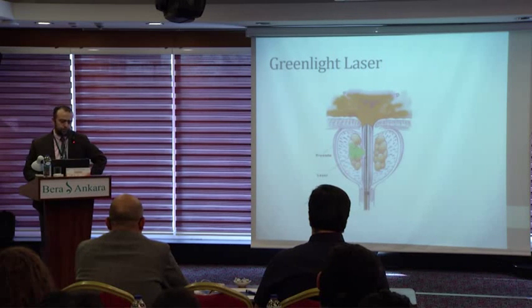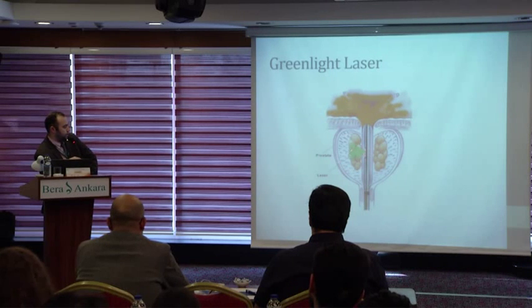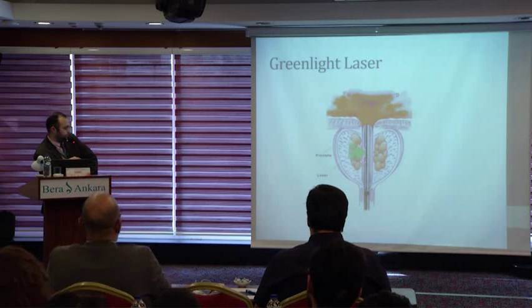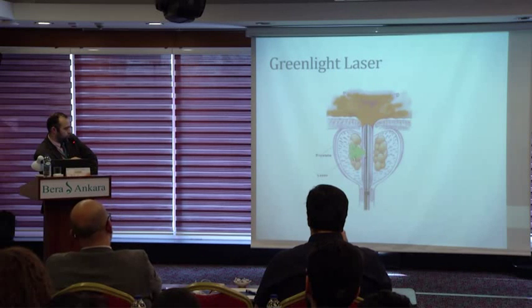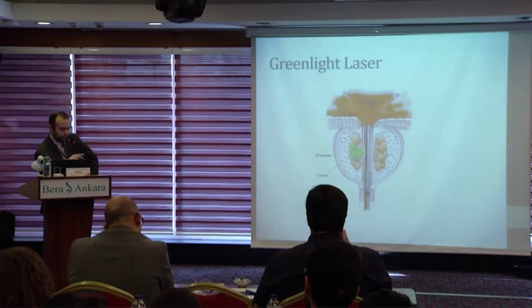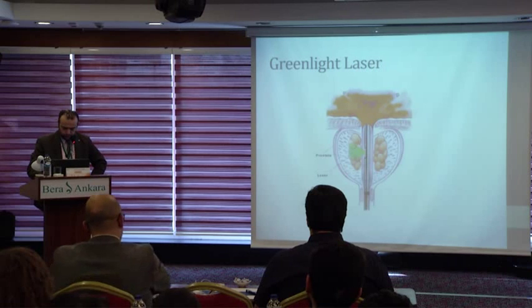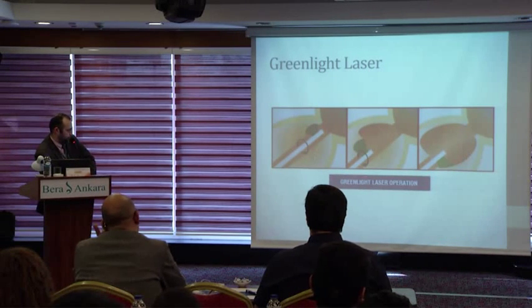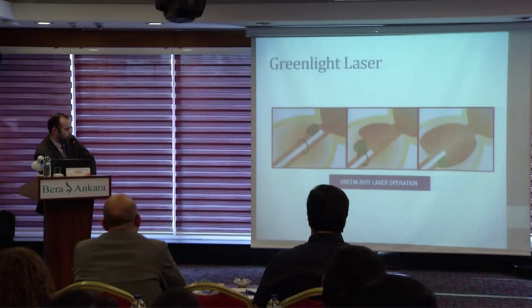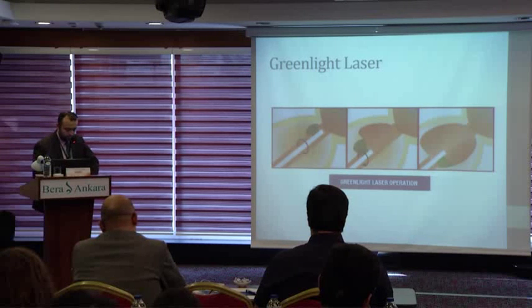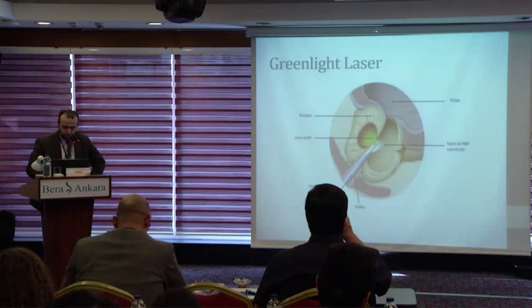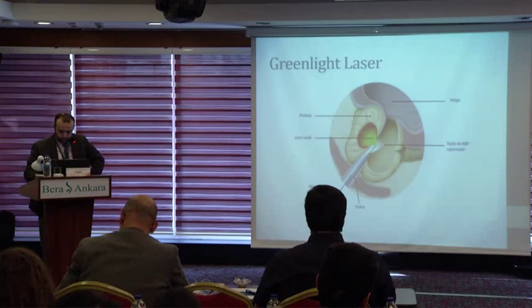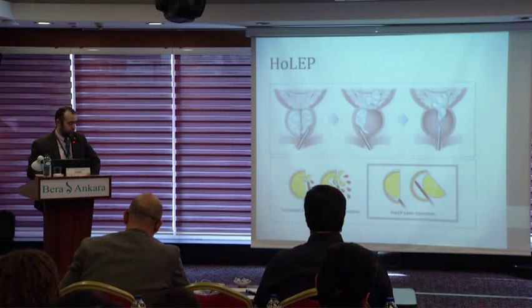This is a diagram of green light laser. You are seeing the energy. We are giving energy from this side to the prostatic tissues in order to have enough access for the urine flow. This is one of the other diagrams. Green light laser operation. We are giving this energy to the prostate, and we are resecting, vaporizing the prostatic tissues. It's also an effective surgery type.